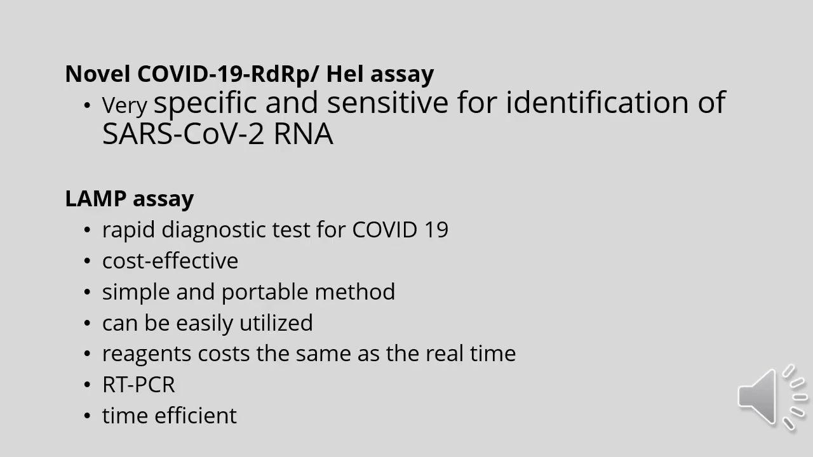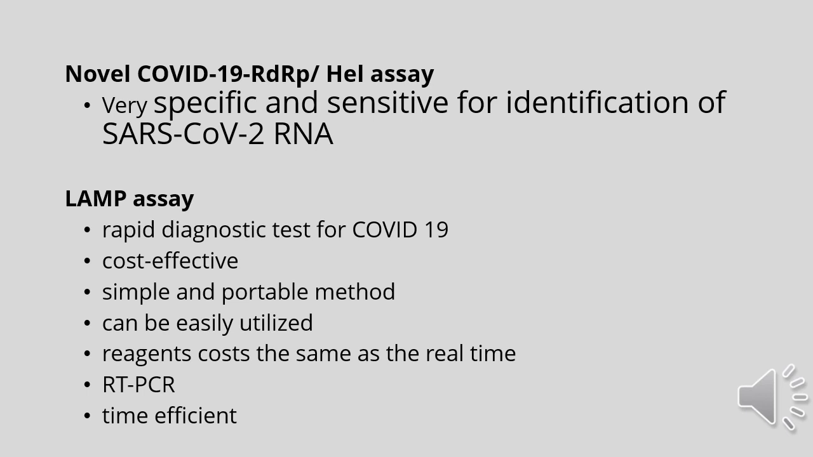On the other hand, the loop-mediated isothermal amplification, also known as the LAMP assay, showed that it can be used as a rapid diagnostic test for COVID-19. A LAMP assay is simple and portable, which doesn't require a specific skill from a health worker. Therefore, the operator no longer needs to undergo long-term training just to be qualified to perform the assay. It is also cost-effective, and the reagent costs are just the same as real-time RT-PCR.